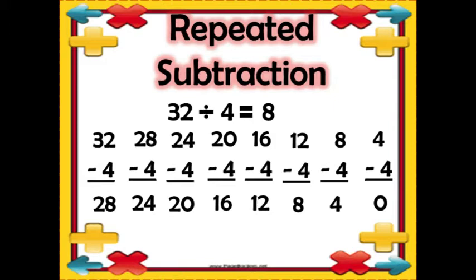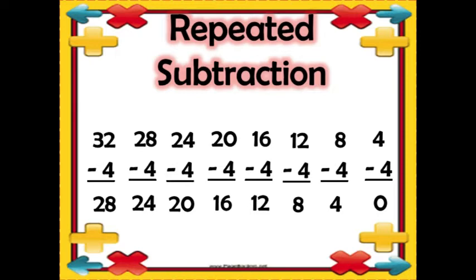When we reach 0, all we have to do is count how many times we subtracted the number. If we count how many times, that is the answer or the quotient. So let's count. We have here first, second, third, fourth, fifth, sixth, seventh, eighth. So we subtracted 4 from 32 8 times. That means the answer in 32 divided by 4 is 8.